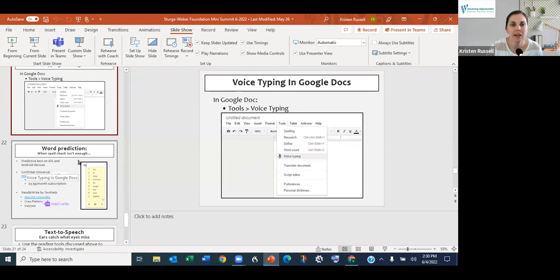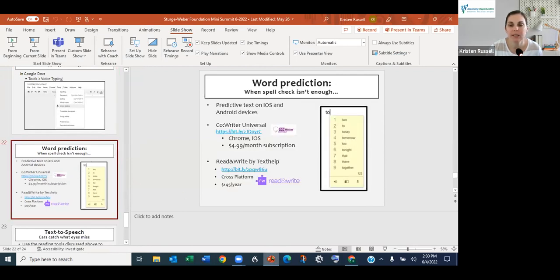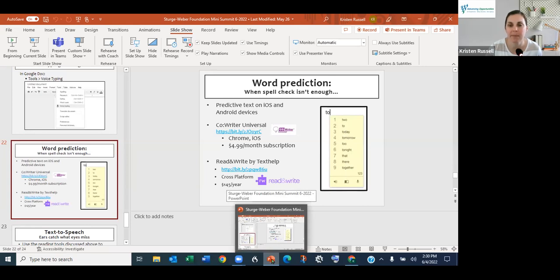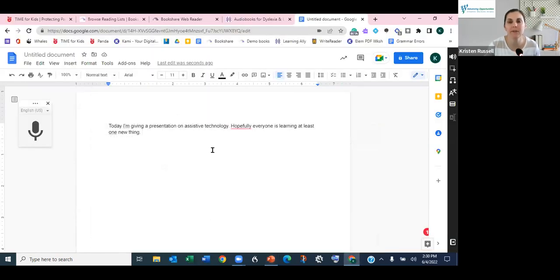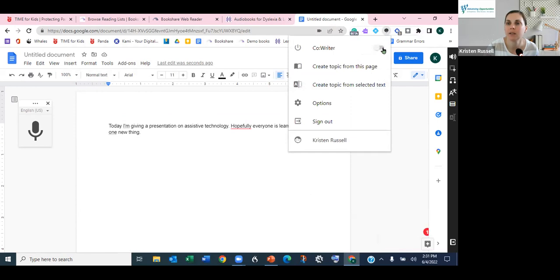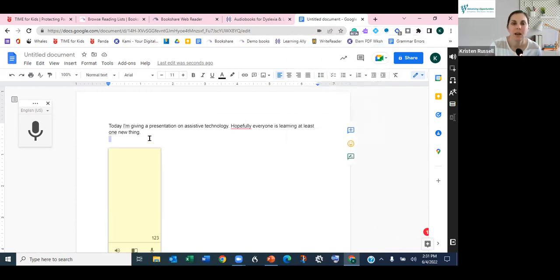Okay, but like I said, there's dictation available built into most devices in some capacity. All right, so I'm going to talk specifically about a tool for spelling. I'm going to show you guys another Chrome extension. I'll show Co-Writer. So I'm just going to turn on this little Chrome extension here. And this is a word prediction program.